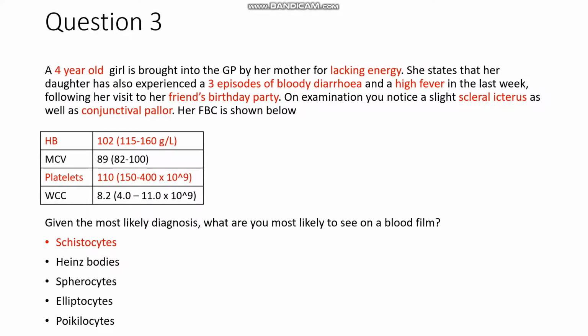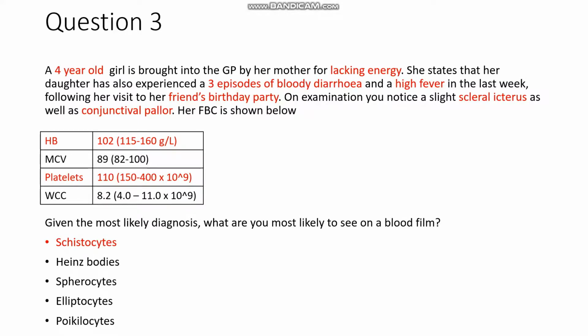On examination, you notice scleral icterus. Well, the yellowing of the sclera is often due to high levels of bilirubin in the blood. Well, jaundice. Why would we have jaundice? Because our red cells are being broken down and we're releasing lots and lots of bilirubin. And conjunctival pallor is again showing that this person has anemia.